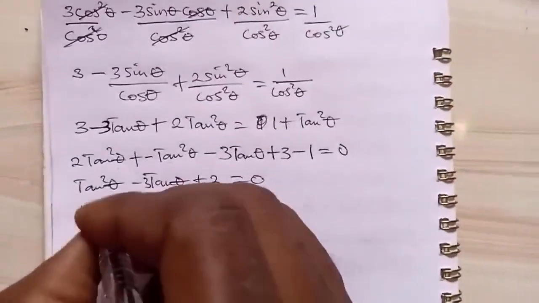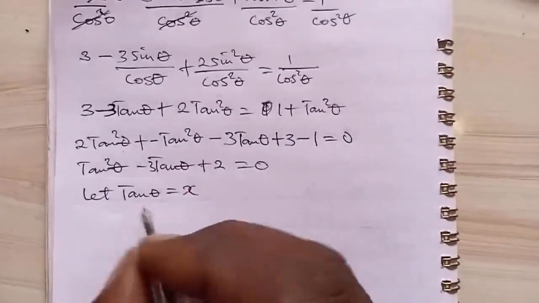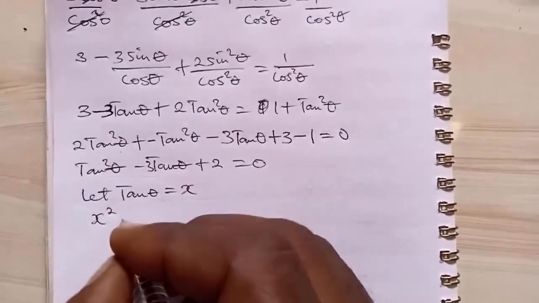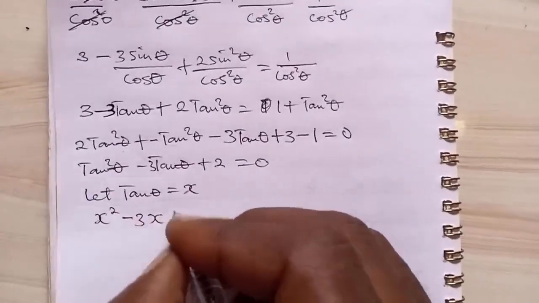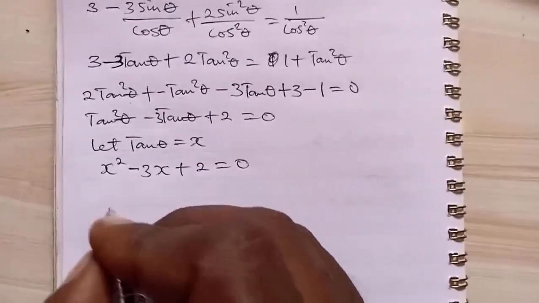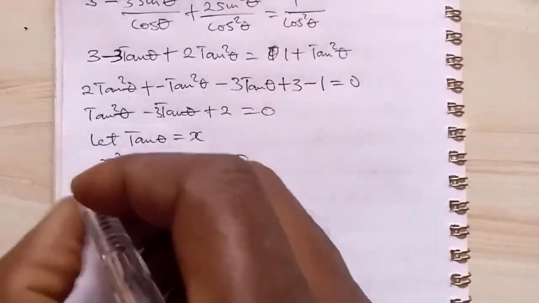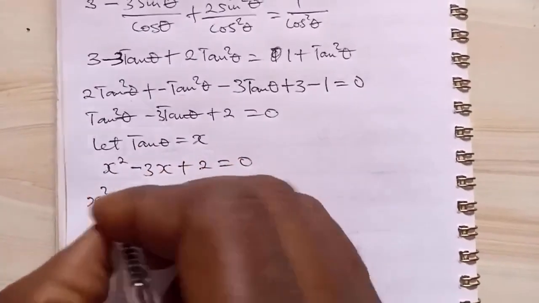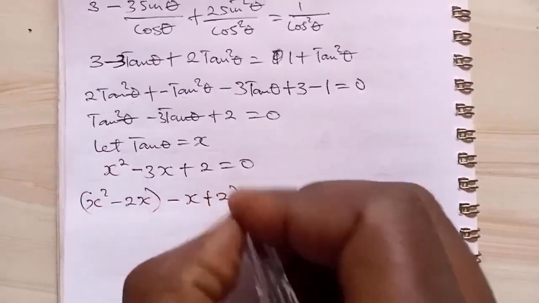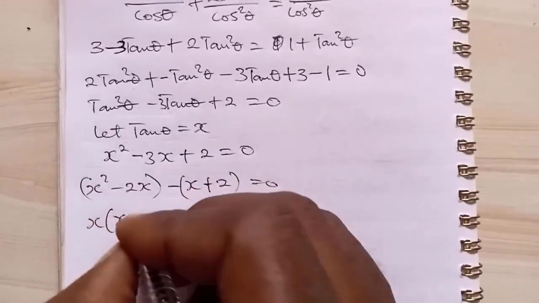Now, if we say let tan theta equals x, anywhere we see tan theta, we'll replace it as x. This will be x squared minus 3x plus 2 equals 0. And it looks like a quadratic equation. We can now solve quadratically. If we solve quadratically, we can have, let's say, x squared minus 2x minus x plus 2 equals 0.